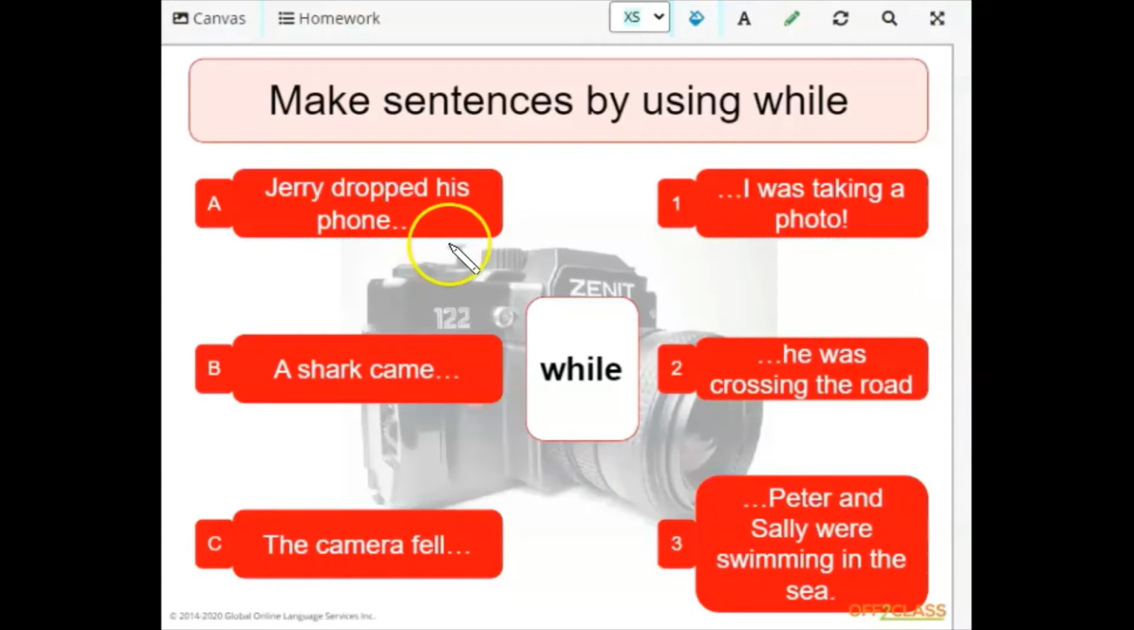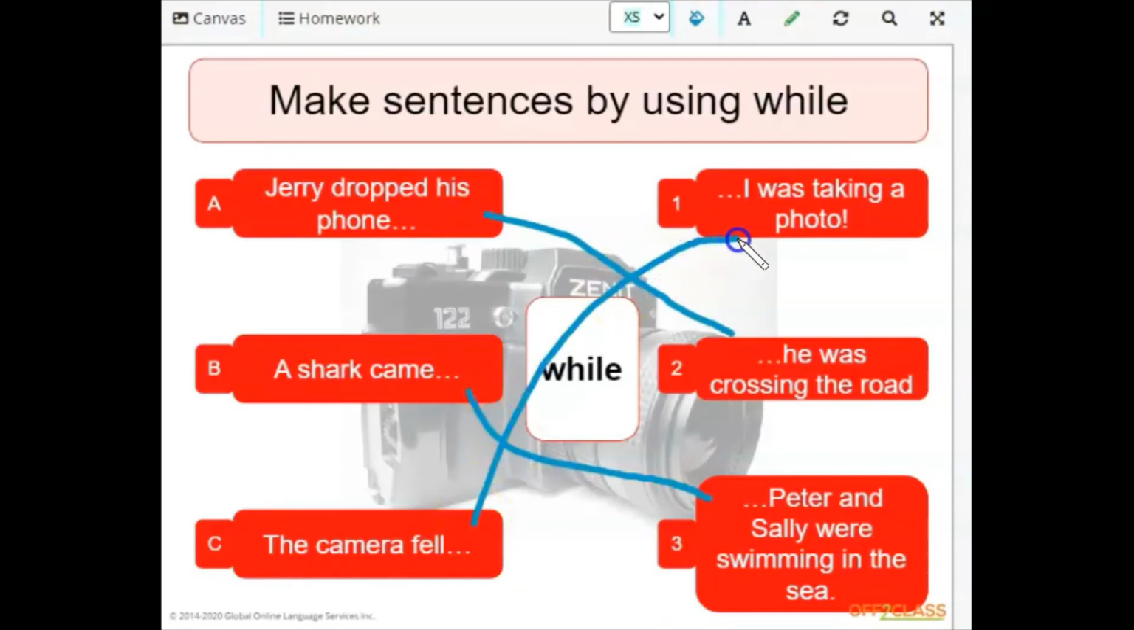Okay, how did you do? So letter A, Jerry dropped his phone while he was crossing the road. Or while he was crossing the road, Jerry dropped his phone. Alright. B, a shark came while Peter and Sally were swimming in the sea. Oh, that's scary. Or while Peter and Sally were swimming in the sea, a shark came. And C, the camera fell while I was taking a photo. Or while I was taking a photo, the camera fell.